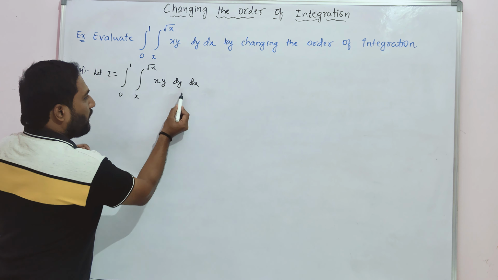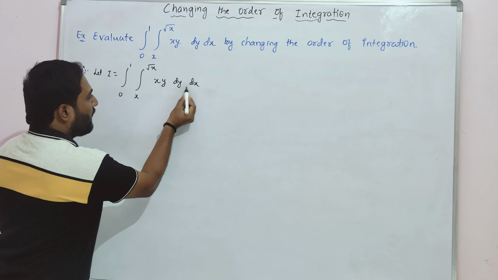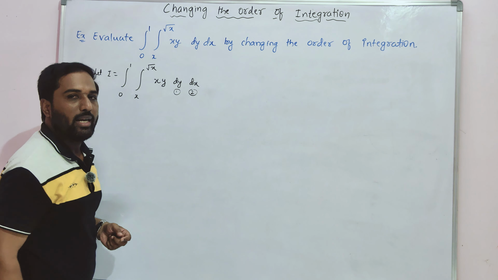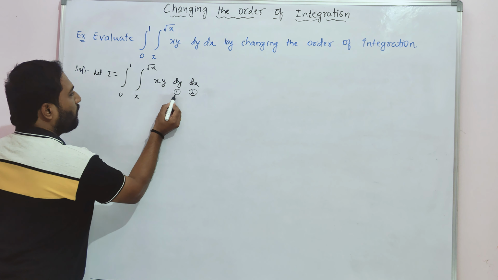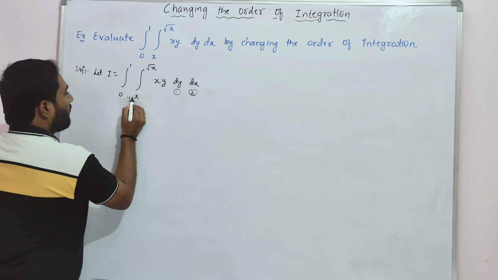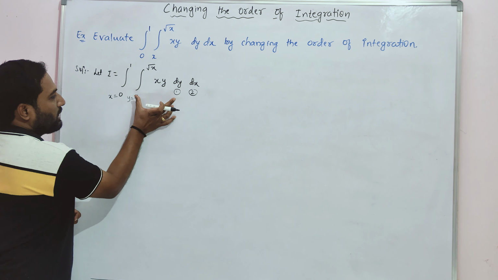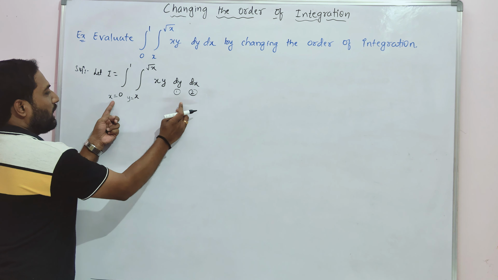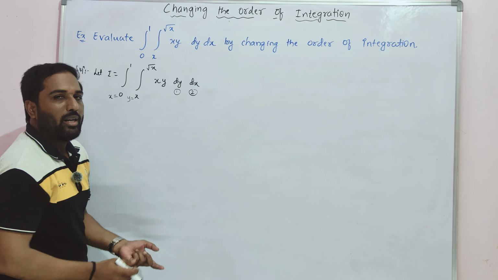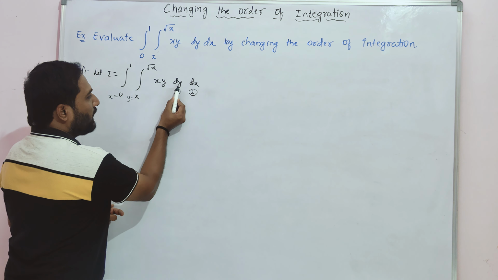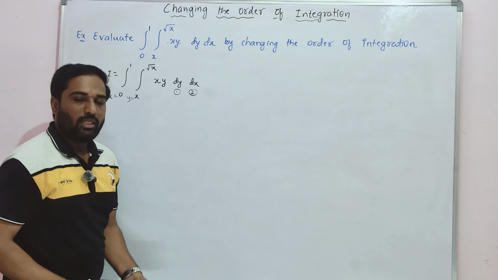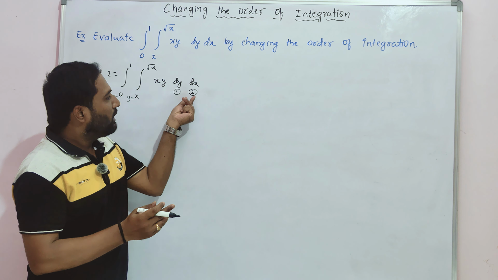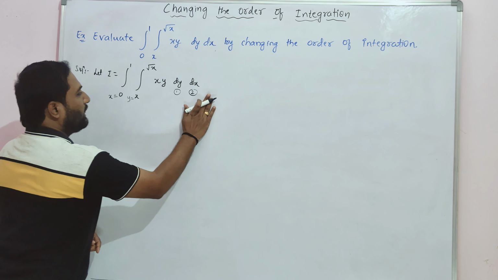Here there are two integrals, one is dy and the other is dx. The dy integral is our inner integral. First we need to integrate with respect to y and second with respect to x. So the limits of the inner integral are for y, and the limits of the outer integral are for x. It depends on the order given in the example. The order given initially is first with respect to y, then with respect to x. Now we need to interchange it: we need to integrate with respect to x first, then y later on.